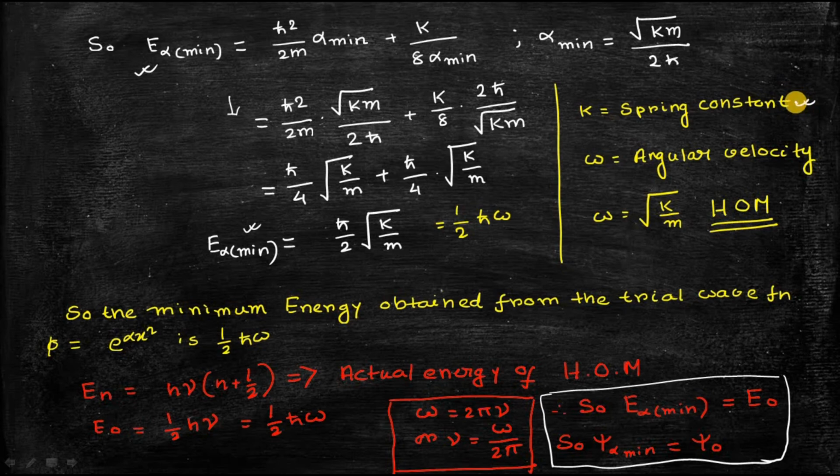Now there is another term called omega, which is basically called the angular velocity. There is a relationship between the angular velocity and the spring constant, that is, omega is equal to root over of k by m. So if you replace this root over of k by m with omega, you will obtain the minimum energy for the trial wave function as half h cross omega. So the minimum energy obtained from the trial wave function phi, e to the power minus alpha x square, is equal to half h cross omega. That is the minimum energy associated with this trial wave function.